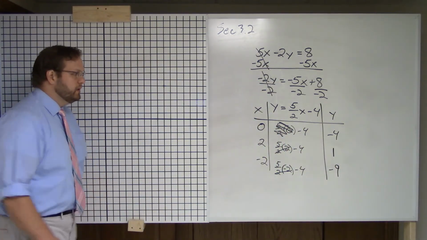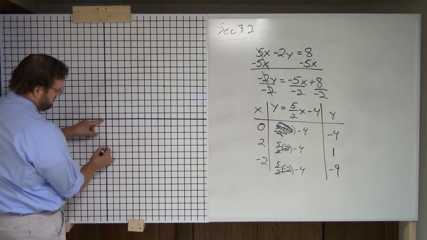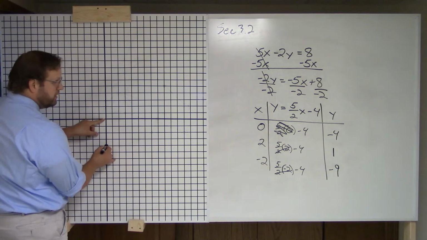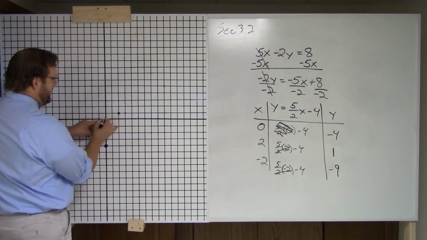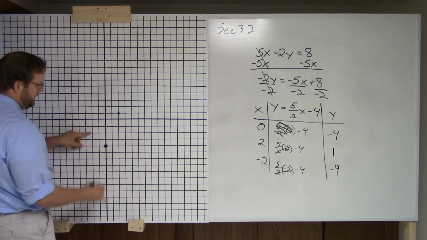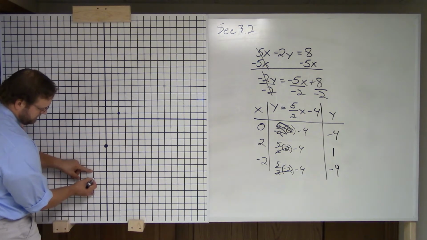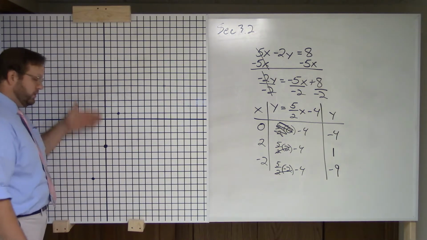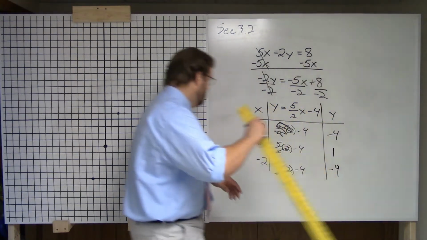So I plot that: 0, negative 4. I've got 2, comma 1. And I have negative 2, negative 9. And those make a nice straight line. Connect the dots. And we're good to go.